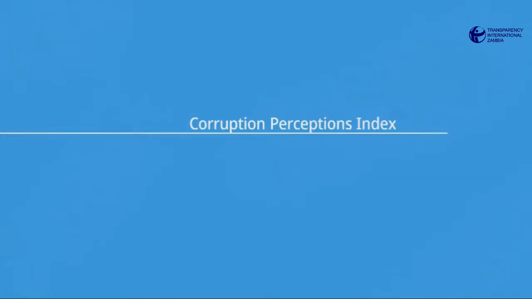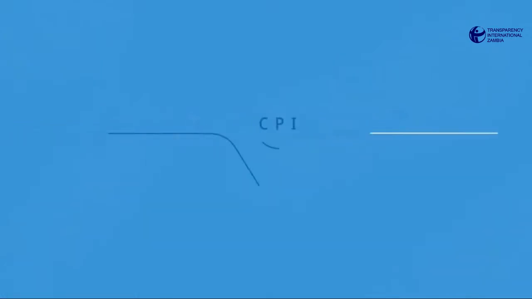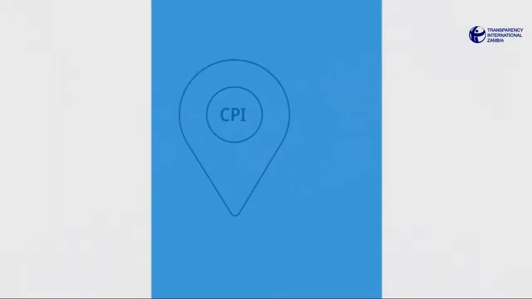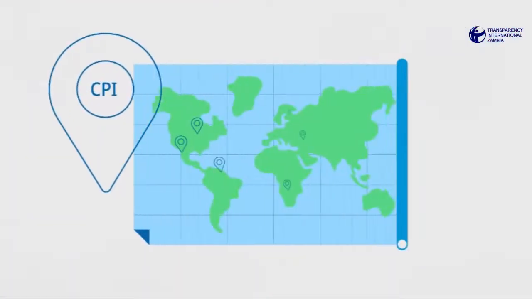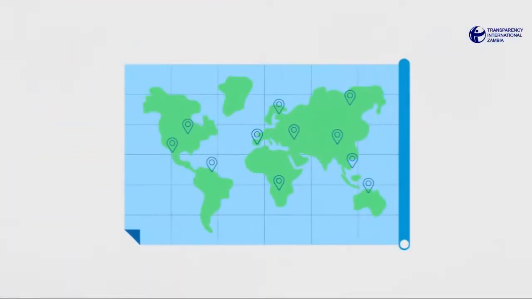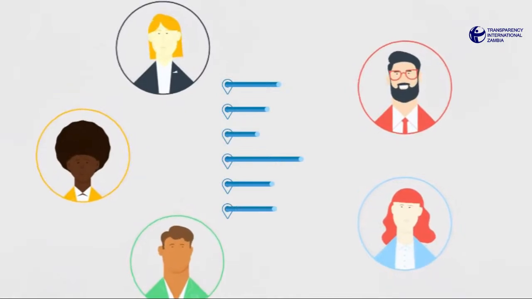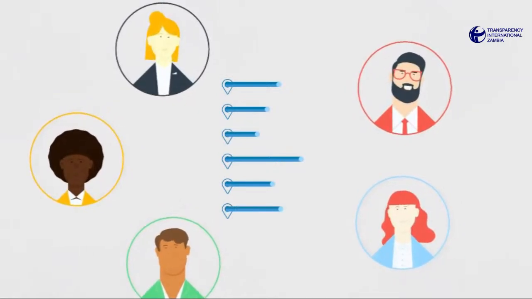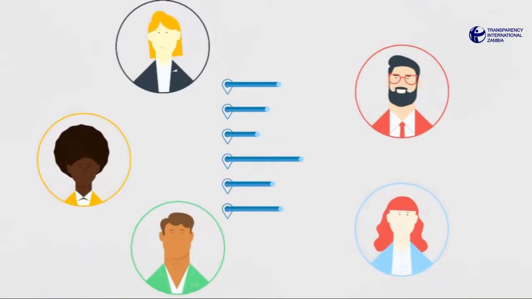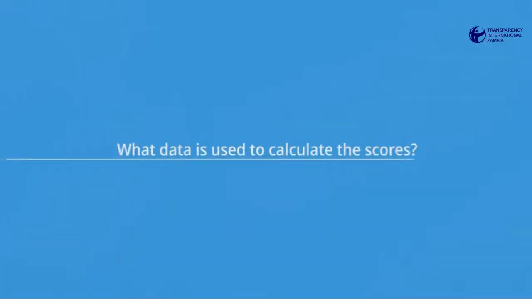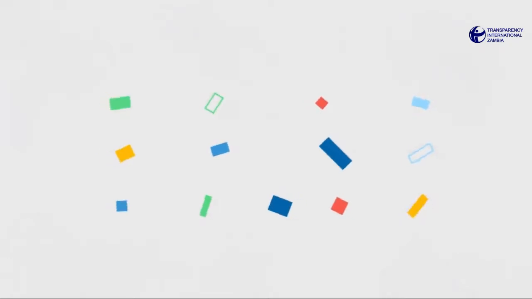Corruption Perceptions Index, also known as the CPI, scores and ranks countries around the world based on how corrupt their public sector is perceived to be. The scores reflect the views of experts or surveys of business people, not the general public. We calculate the CPI using data from 13 different external sources.